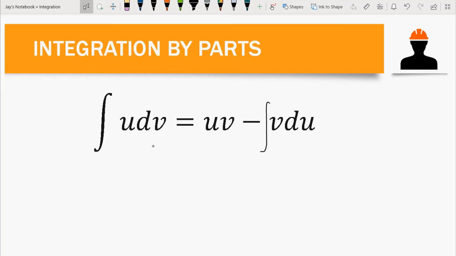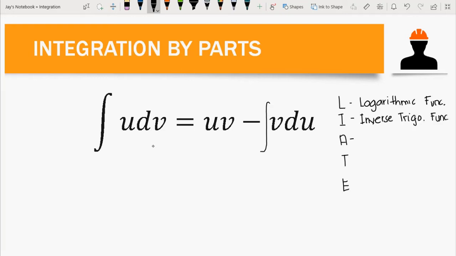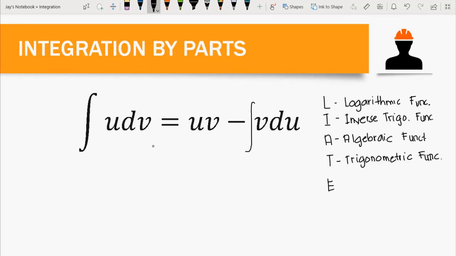But I have a mnemonic to remember the criteria on which u should be used. It is what we call LIATE, where L is the logarithmic function, I is the inverse trigonometric function, A is the algebraic function, T is the trigonometric function, and E is the exponential function. Our u is whichever comes first in the list LIATE.